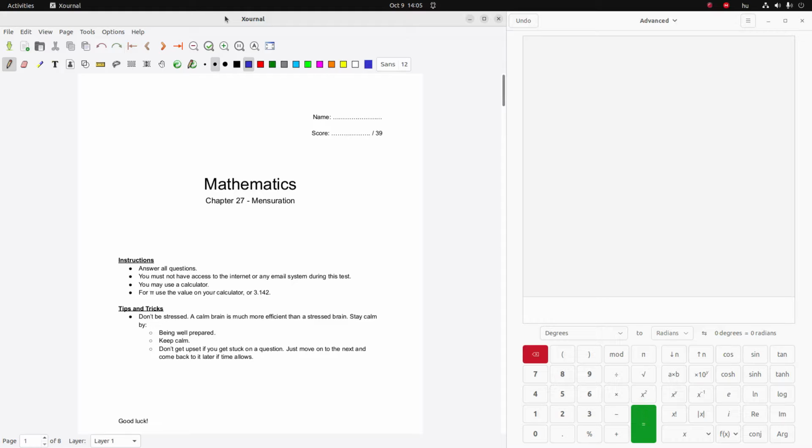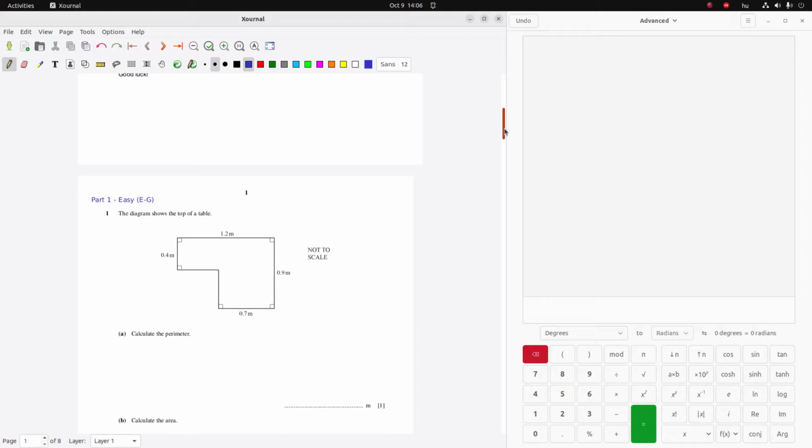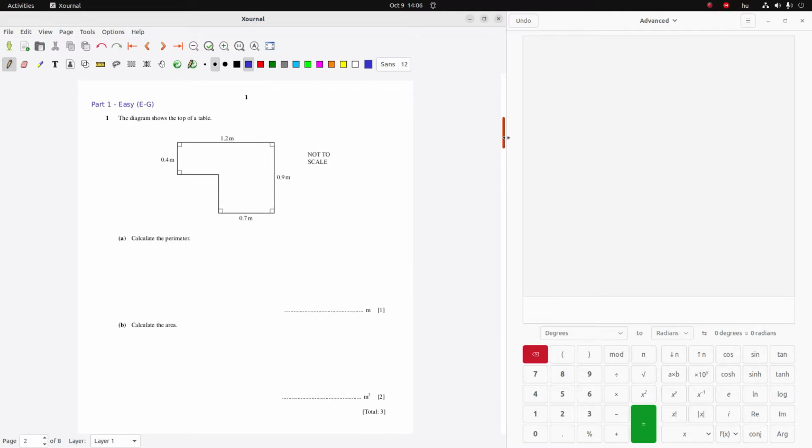Today we're gonna go over some past paper questions for the syllabus 0580, which is the Cambridge International Syllabus for Mathematics, and we're gonna do mensuration today. So as usual, let's start with the easy ones and work our way up.